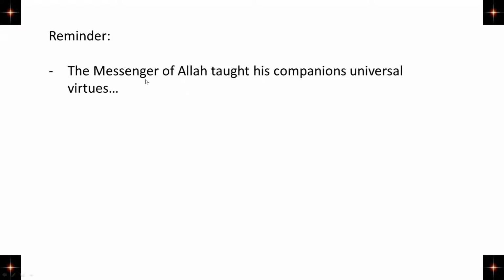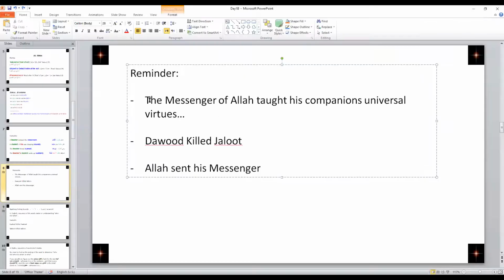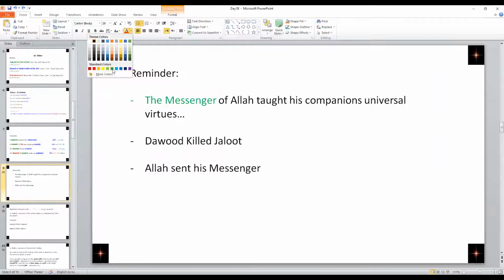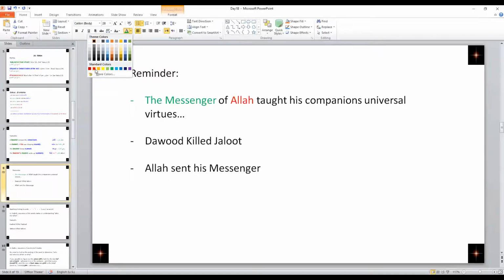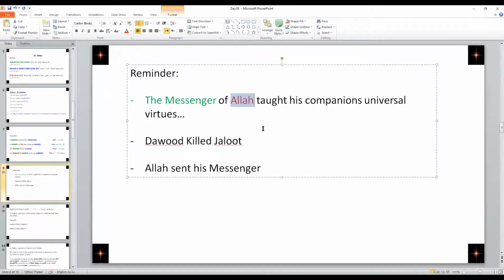This is the one with the status of rafa, but this one is in the possessive case, so it will be in jar status. And again, it falls after of. So in effect, we can say that the messenger will be colored green because it is the subject. Allah here will be colored red because it falls after of.